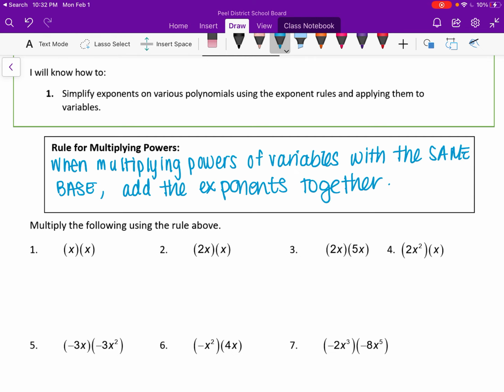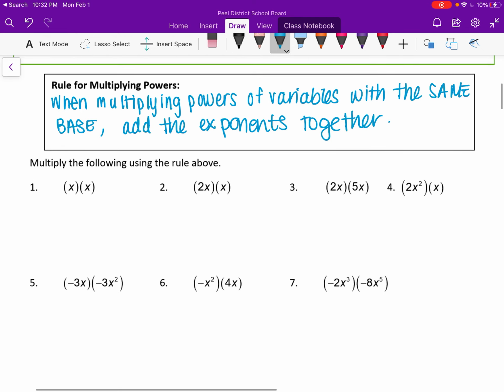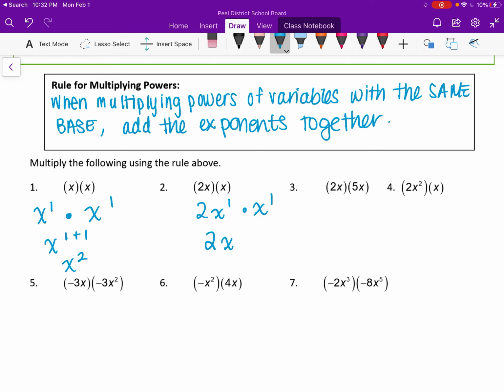Okay, so if you have x and x here, you know you have x to the power of 1 times x to the power of 1. So you'll know you can do x, 1 plus 1, so that'll give you x squared. Here you have 2x to the power of 1 times x to the power of 1. You multiply the 2 and the 1 together. That'll just leave you with 2. You take the x, 1 plus 1 gives me 2.